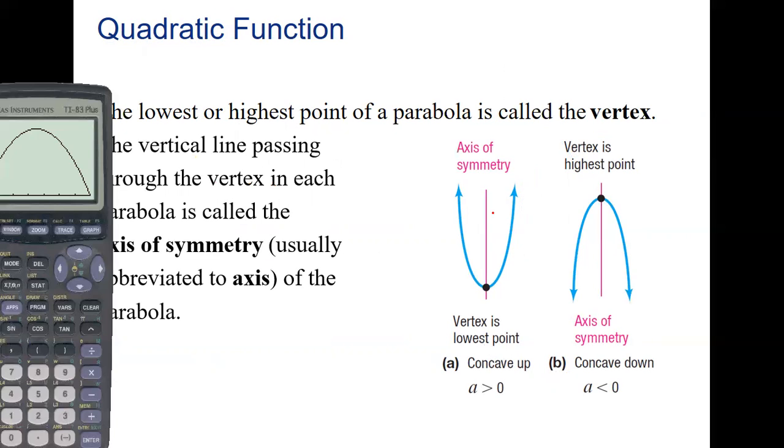Okay, so this would be our positive quadratic. And this guy is our negative quadratic. Notice how I call them the smiling and the sad face.